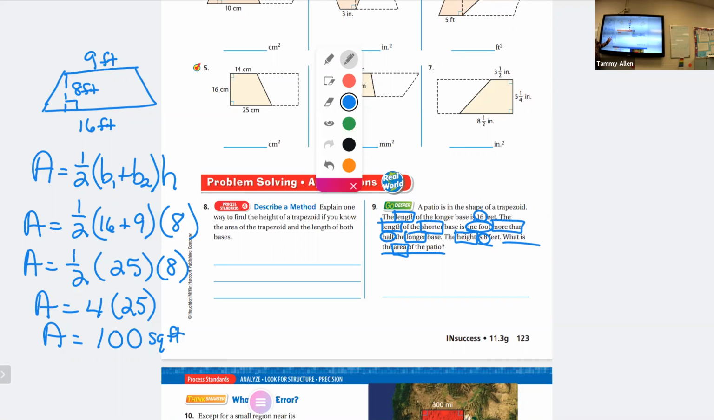What happens if both of these are odd numbers? Then we have to make it. Yeah, I would multiply it together and then divide it by 2. And you'll end up with a fraction or a decimal. Does that make sense? Any questions on this? Anybody? Okay.